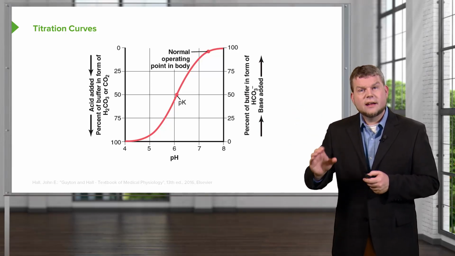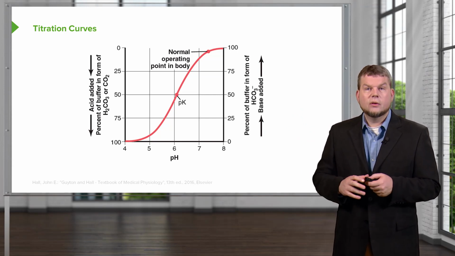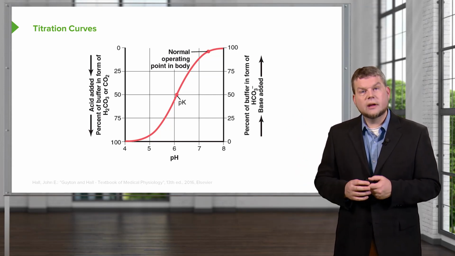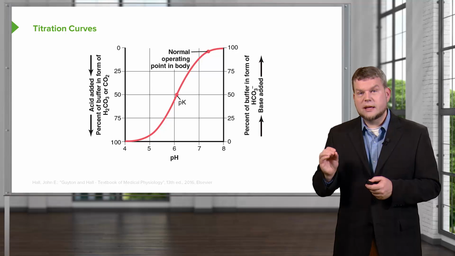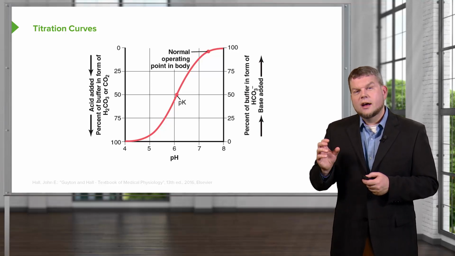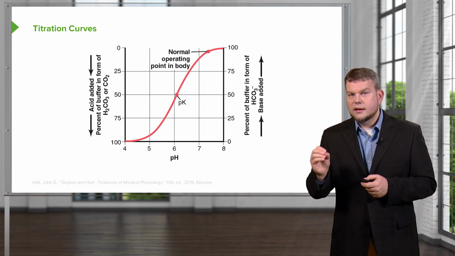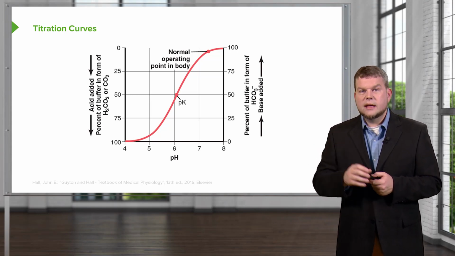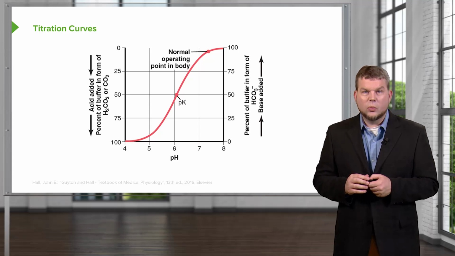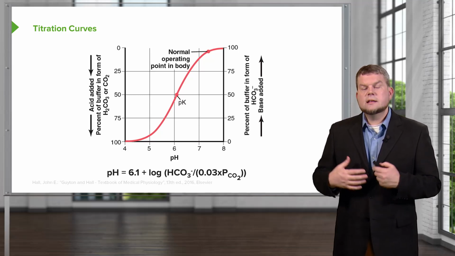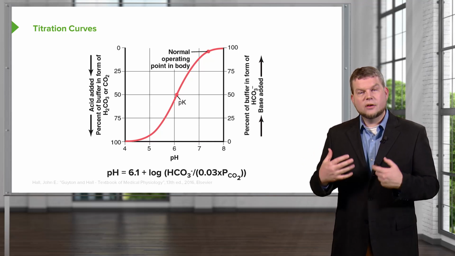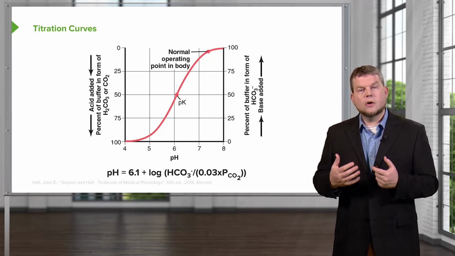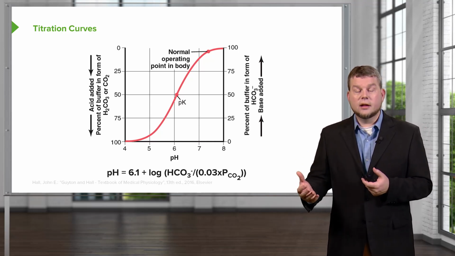We're going to find out that each individual buffer or titration curve that we look at will have a slightly different pK, and we'll talk through why the different pKs are important. But for the blood and for bicarb, the pK in this case is 6.1. This allows us to develop an equation to solve for what the pH is in the blood.